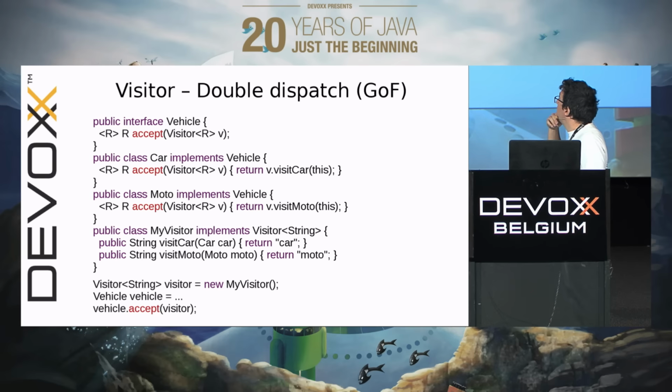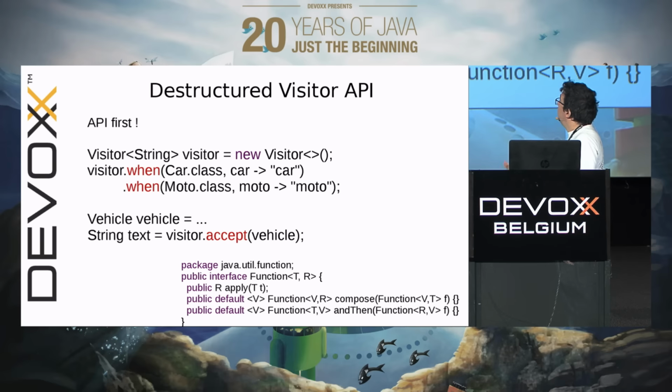As I said, it's not a good implementation because you can't add new subtypes. And I want to add new subtypes. So I need a new API. I want a visitor and I want to be able to register things like this. Let's say, if I see a car, you should execute this lambda. If you see a moto, you should execute this lambda. So I will be able to add new subtypes when I want. Then when I have a vehicle, I will call accept with that vehicle. Okay? This is the API I want.